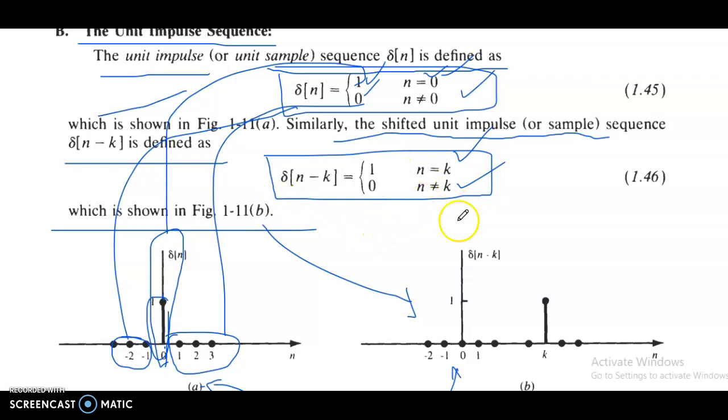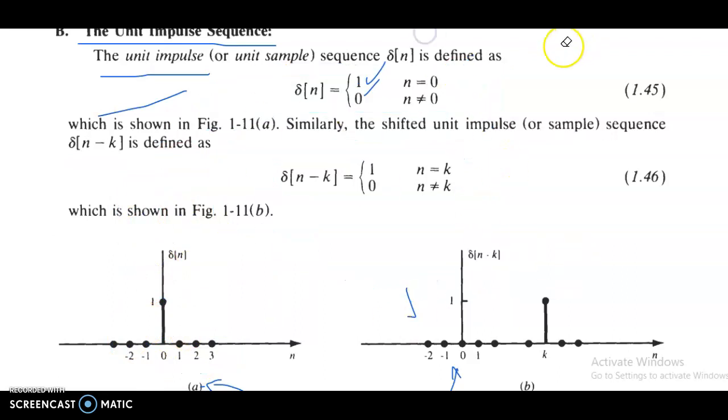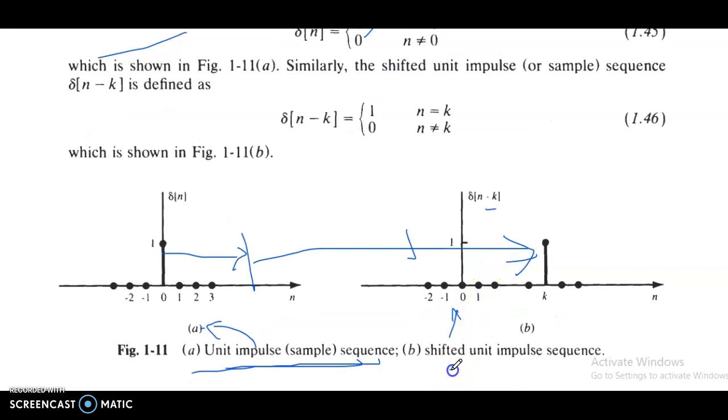And then for the shifted unit impulse, δ[n] is shifted by k. That's why here it is δ[n − k] for shifting. It is the shifted unit impulse sequence, shifted here by a distance k. So the condition for δ[n − k] is on the x axis, n, because it is a discrete function.